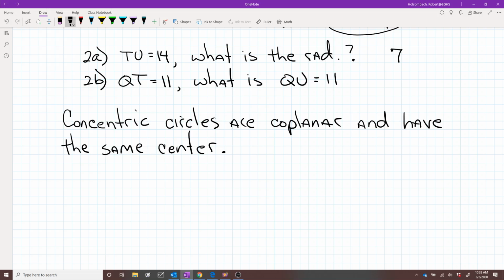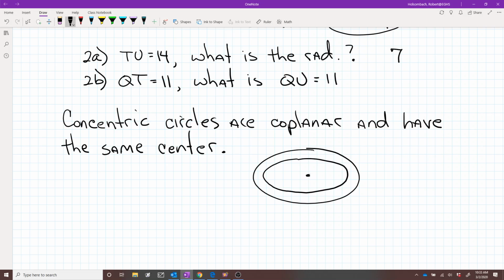So if you got a circle, not a very good one, right here, these two circles, if they were more circular in shape, they would be concentric. They don't intersect. Okay? They don't intersect. Same center. Coplanar and have the same center.